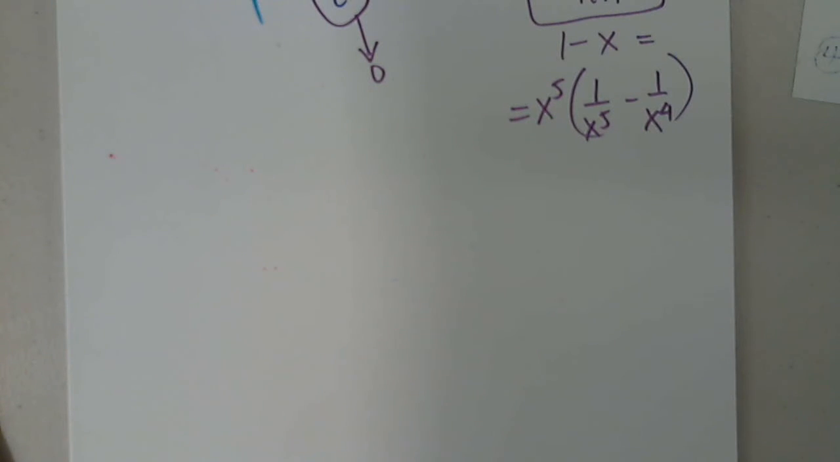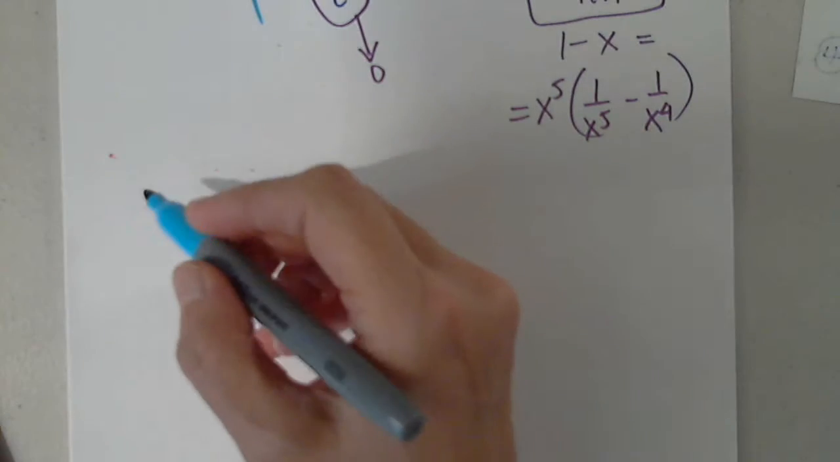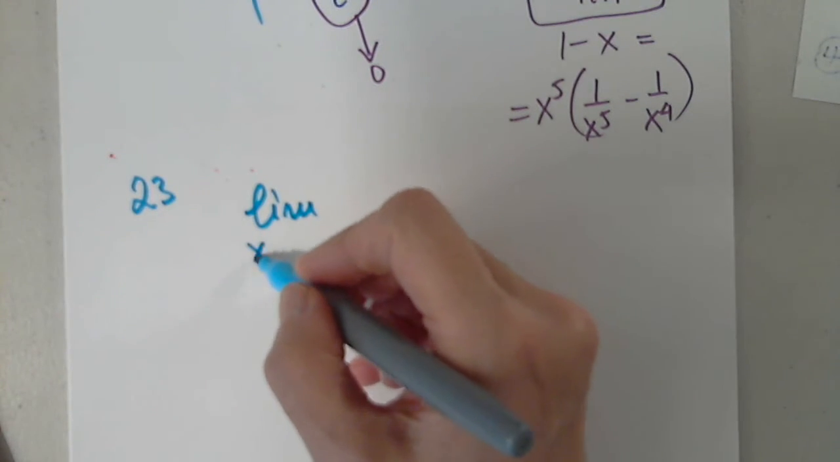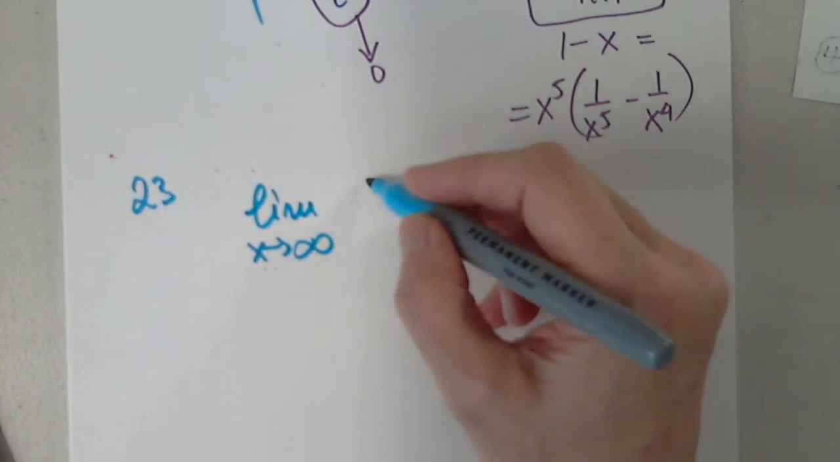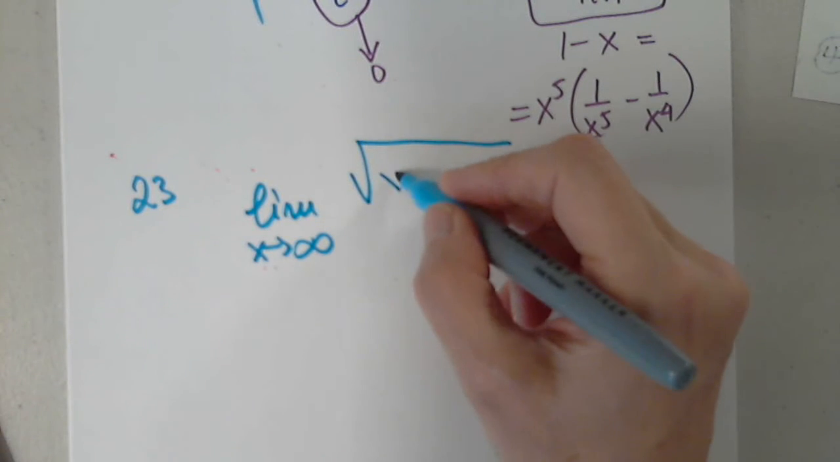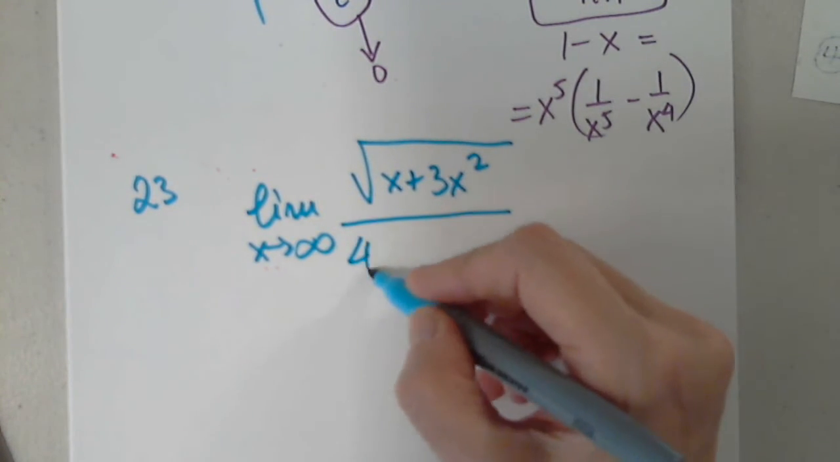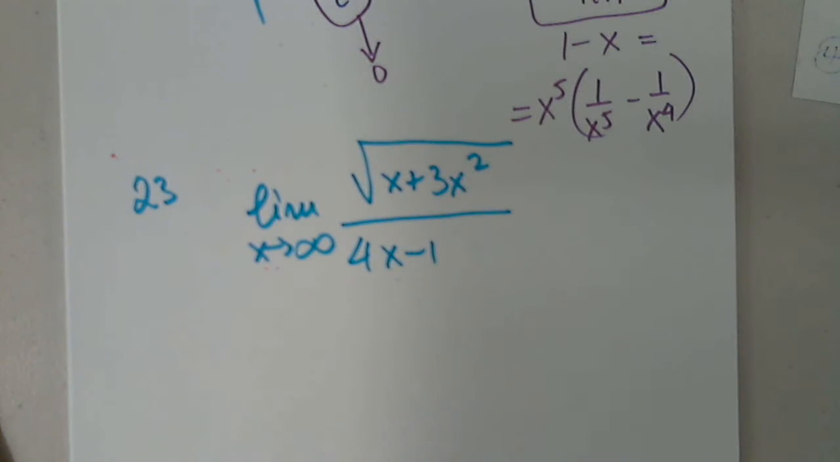Let's look at one with radicals, like 23. The limit as x approaches infinity of the square root of x plus 3x squared, divided by 4x minus 1.